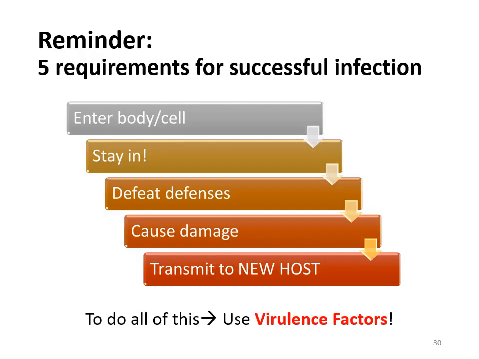The first thing we have with regard to mechanisms of pathogenicity is a slide that you've seen before. Remember I said you have to know the 5 requirements for a microbe to be pathogenic, to have a successful infection. For a microbe to be pathogenic, it must be able to enter the body or cell, stay in, defeat your immune system, your defenses, cause some type of damage, and transmit to a new host. Some students remember it as ESDDT: enter, stay in, defeat, do damage, and transmit.